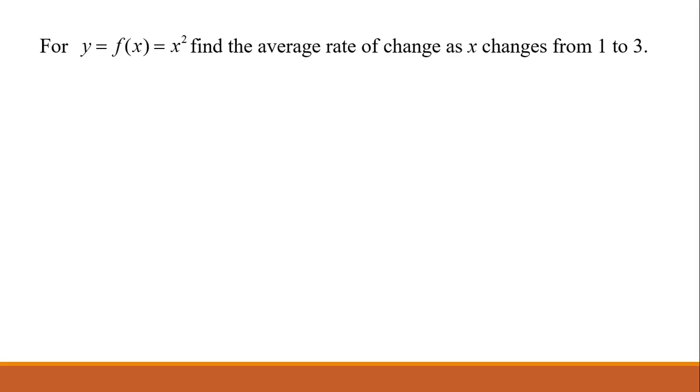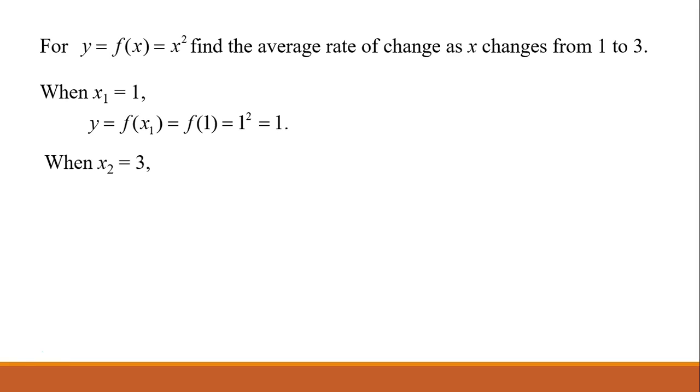So let's look at this function. Our function is f of x equals x squared, and we would like to find the average rate of change as x changes from 1 to 3. So what we need are x and y coordinates of 2 points. The first point has an x-coordinate of 1, and to find the y-coordinate, we'll substitute 1 in our function for x, and get 1 squared, which is equal to 1 for y. So our first point is 1, 1.